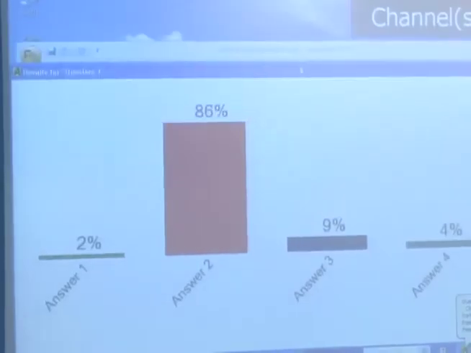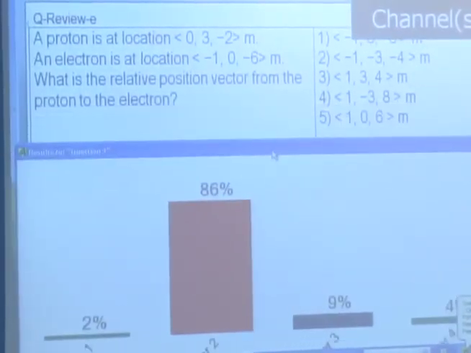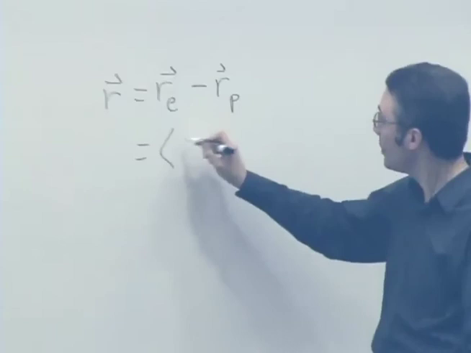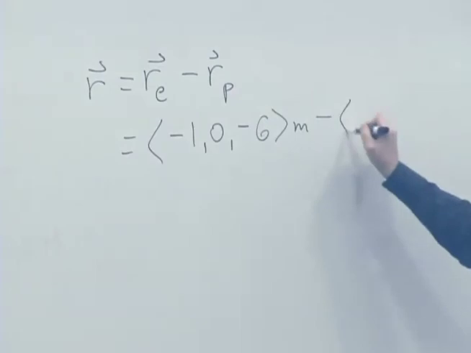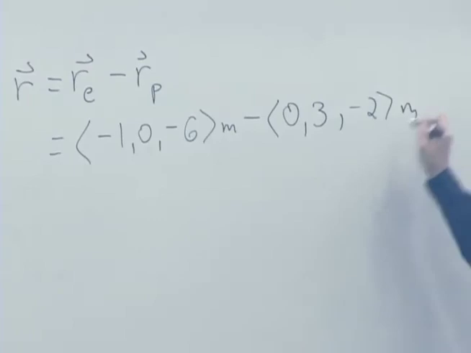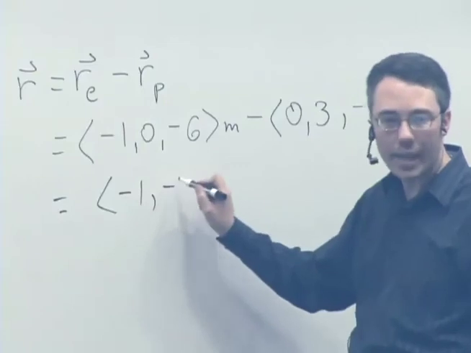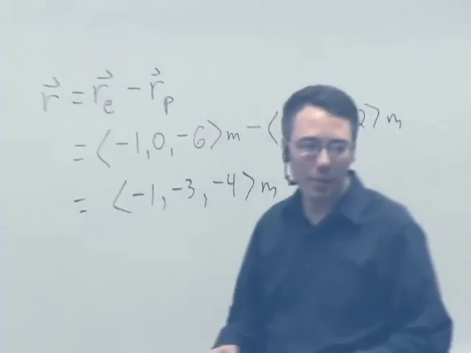Okay, so most of us have got this. It is going to be what minus what? Final minus initial, so the final location is the electron, right? So the r vector is going to be the position of the electron minus the position of the proton, or negative 1, 0, negative 6 meters minus 0, 3, negative 2 meters, which gives us answer number 2, negative 1, negative 3, negative 4 meters. Okay? Not a problem there. All right.